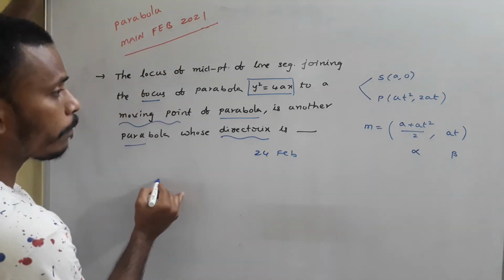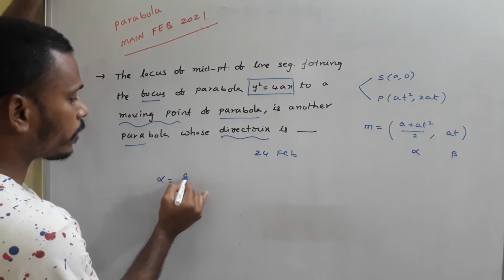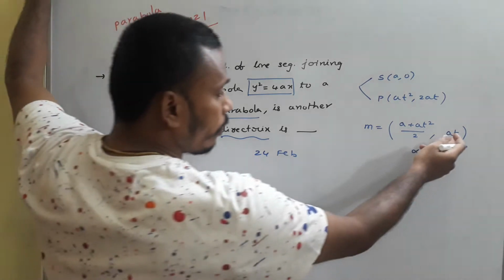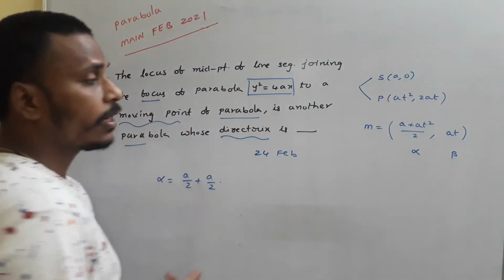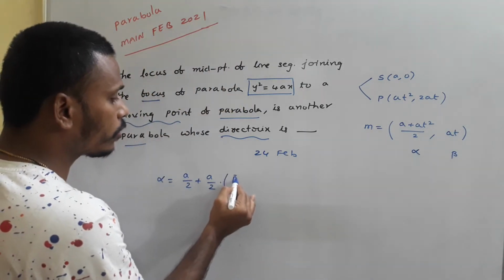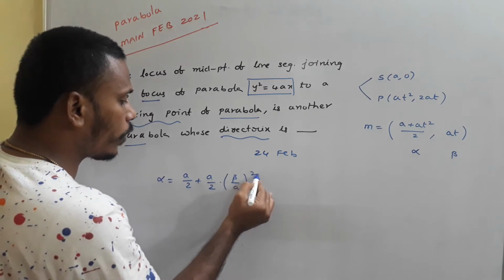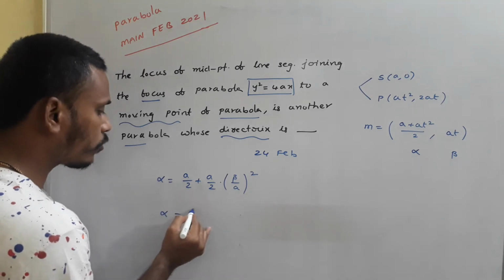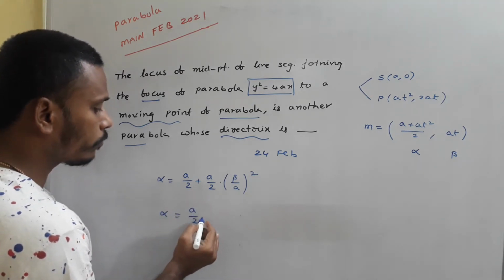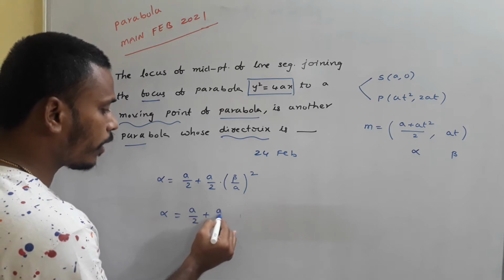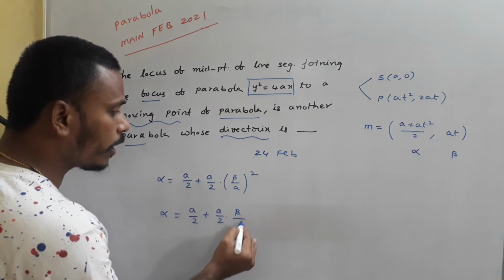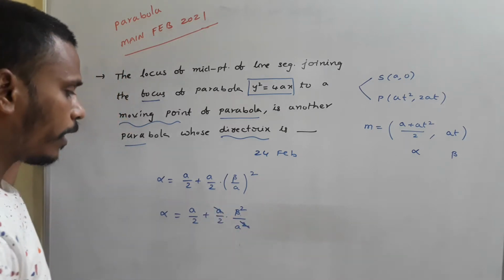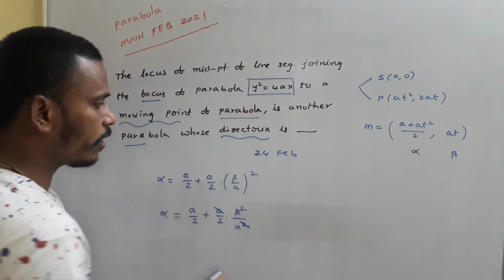So from there, alpha equals a/2 plus (a/2) times t square. Since at equals beta, t equals beta by a, so t square is (beta by a) whole square. This is what we need to simplify. So alpha equals a/2 plus (a/2) times beta square by a square. Cancel out one a, then you are left with beta square by 2a, and this is a/2.